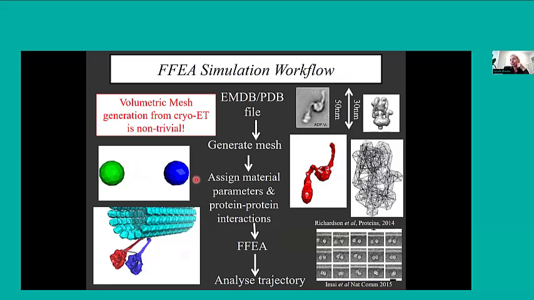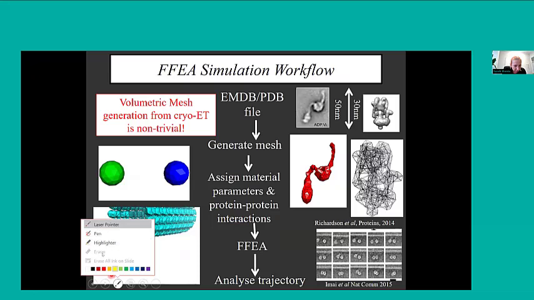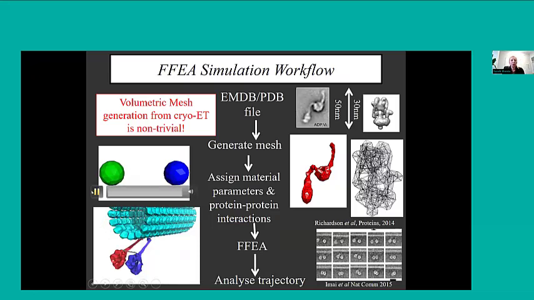So just to show you a little bit of the workflow that you would do with fluctuating finite element analysis. You go to the protein database or an electron microscopy database, and you get your biomolecular structure from experiment. You then build a volumetric mesh of that structure. This is an absolute nightmare. So if there are meshers who want to talk to me about helping me build meshes, please get in touch, because it's a complete nightmare.